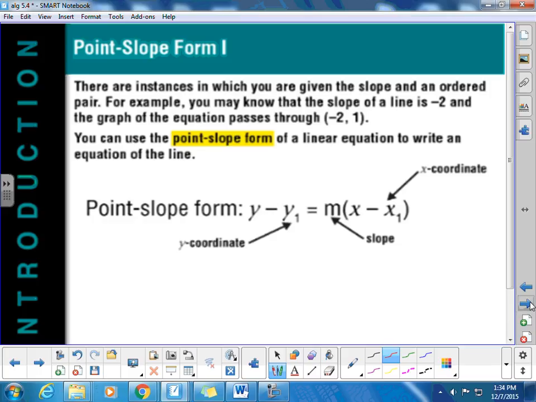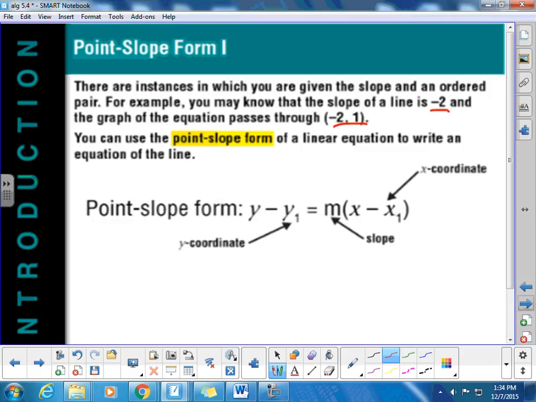There are instances in which you are given the slope and an ordered pair. For example, you may know that the slope of a line is -2, and the graph of the equation passes through -2, 1. You can use point slope form of a linear equation to write an equation of the line.